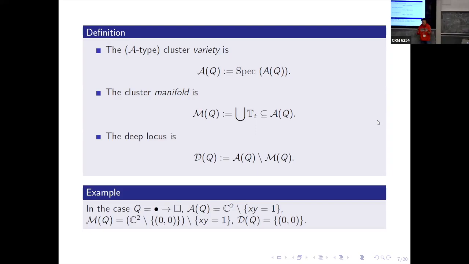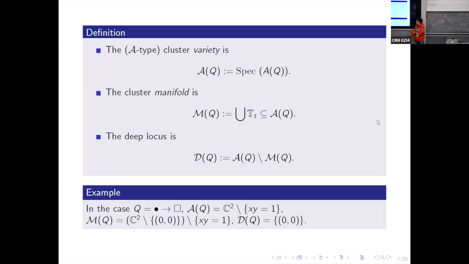Okay. Do you focus on dimension two? At least two. Yes. Any other? So in this example, the deep locus would be a point, which is like I take the union of these tori and it captures everything except the point.